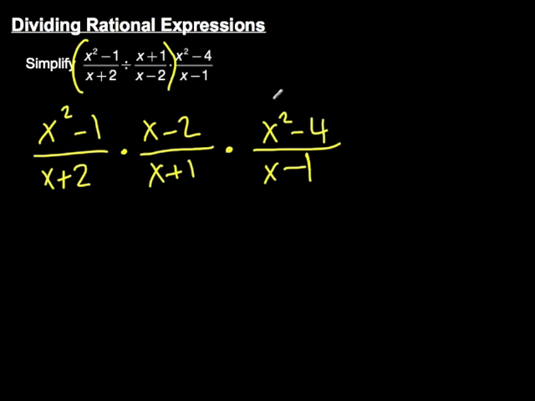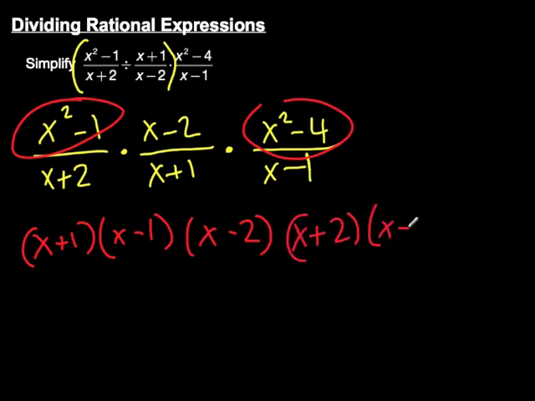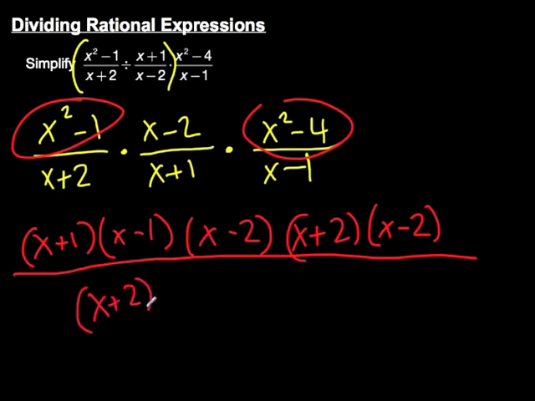The only two expressions we can factor are here and here. They're both difference of squares. So we get x plus 1 and x minus 1. And then that's going to be multiplied by x minus 2. That's going to be multiplied by the factors of these, x plus 2 and x minus 2. Since we're multiplying, I'm just multiplying and factoring in one giant step. In the denominator, we get x plus 2 times x plus 1 times x minus 1.